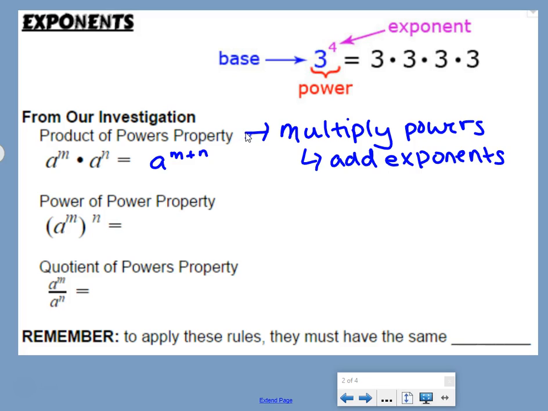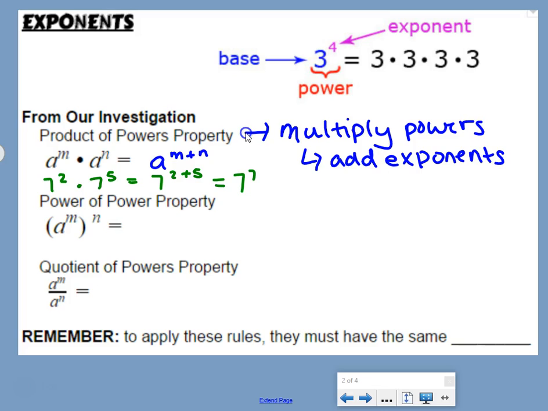A numerical example of this would be 7 to the second power times 7 to the fifth power would equal 7 to the 2 plus 5 power, which would be 7 to the seventh power. We add the two exponents together and we get the answer.